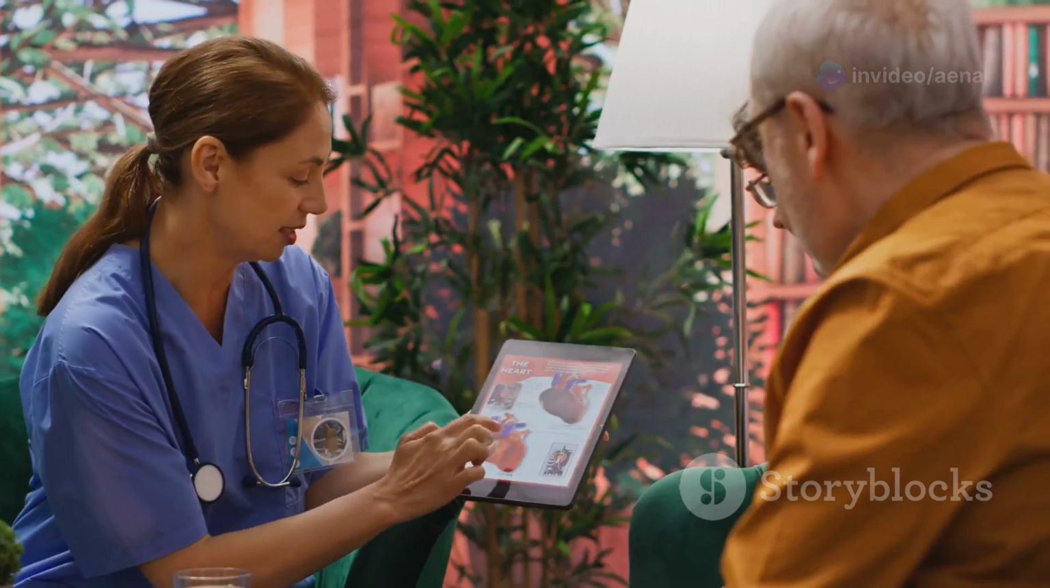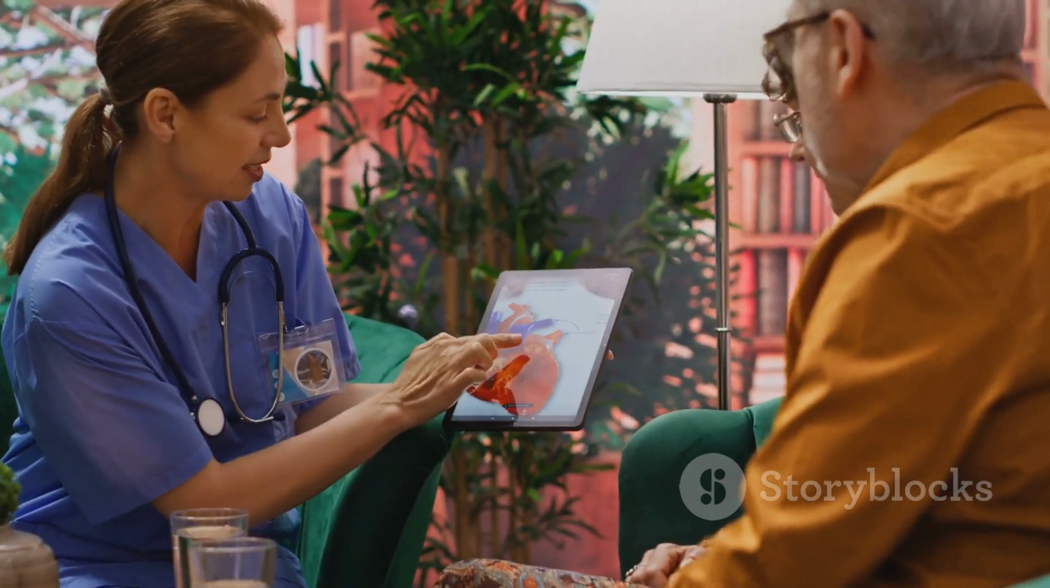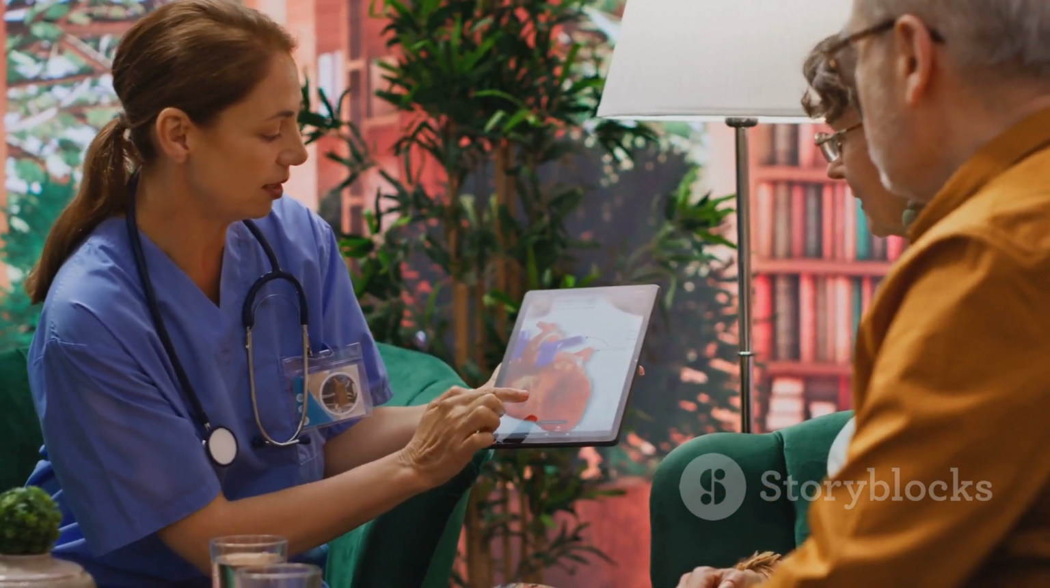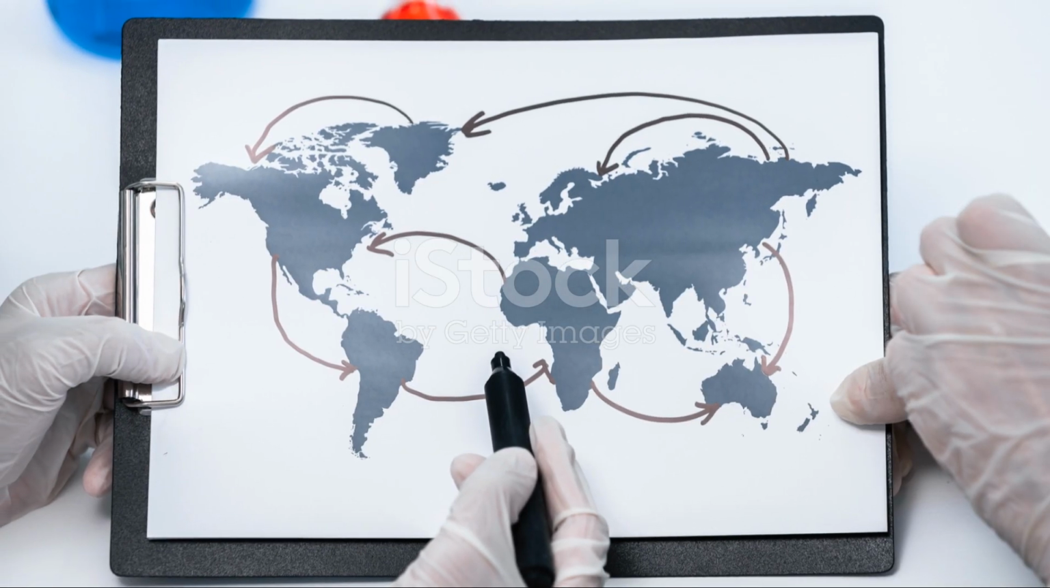By using their epidemiological knowledge, nurses can empower individuals to make informed decisions about their health, connect them with resources, and work collaboratively to create healthier communities. Epidemiology is an invaluable tool in the nurse's toolkit for promoting health and well-being.